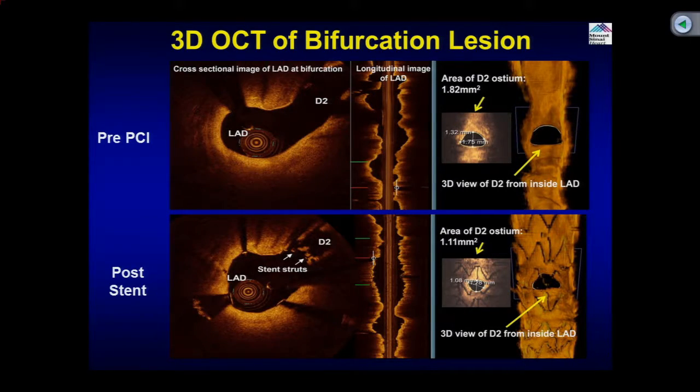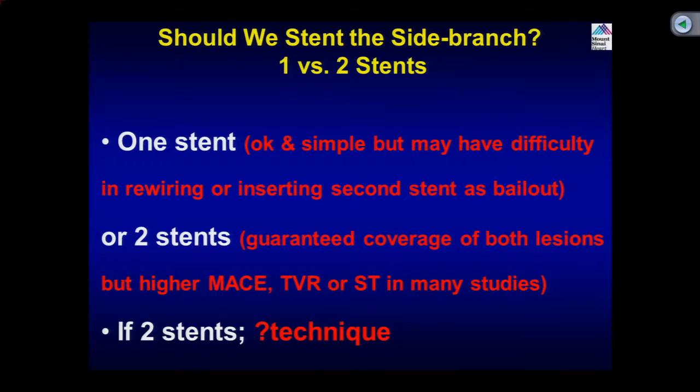So a lot has been written in terms of bifurcation, and the question comes down to one stent versus two stents. Very simple. One stent is okay and simple, but may have difficulty in rewiring or inserting a second stent as a bailout. If you apply two stents, there is guaranteed coverage of both lesions and the ostium, but some data have shown higher MACE, TVR or stent thrombosis in many studies, although the DK crush technique has shown the two stent approach to be better than a single stent.